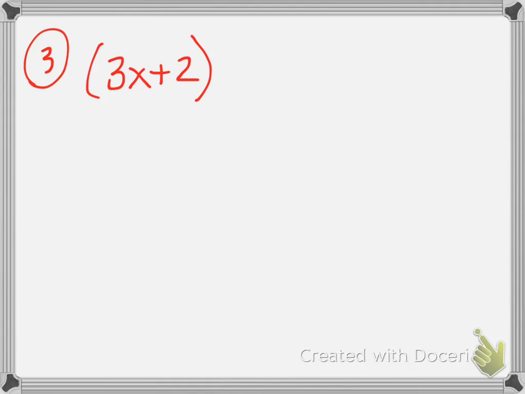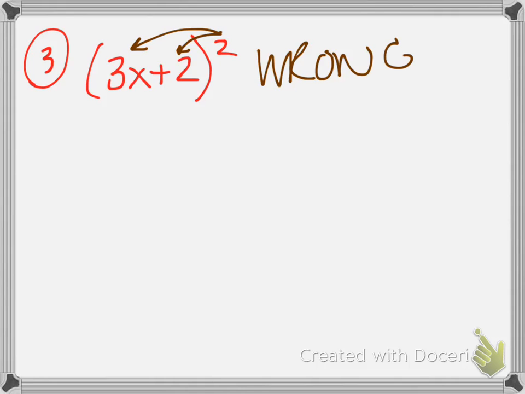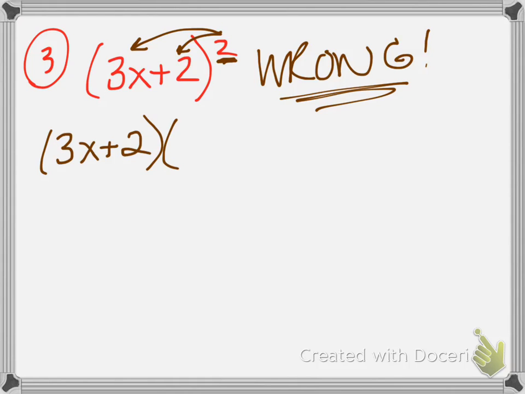Here we go again, making these boxes when I want to write a number. Okay, number 3. We have 3x plus 2 squared. Remember, this does not mean that we give the squared to both of these. This is wrong. Okay, do not do that. The squared means that I have two sets of the same parentheses. I have 3x plus 2 times 3x plus 2.